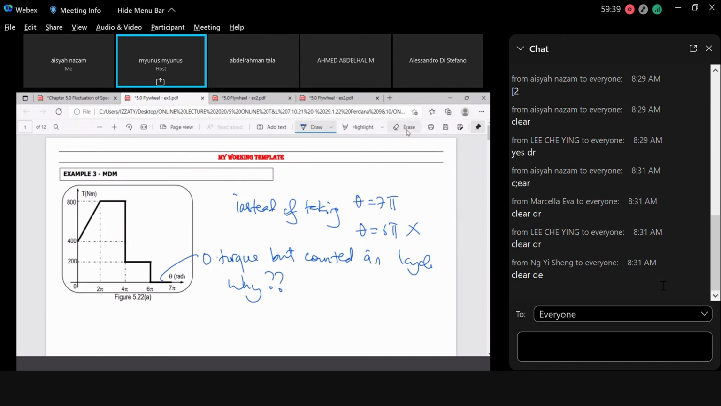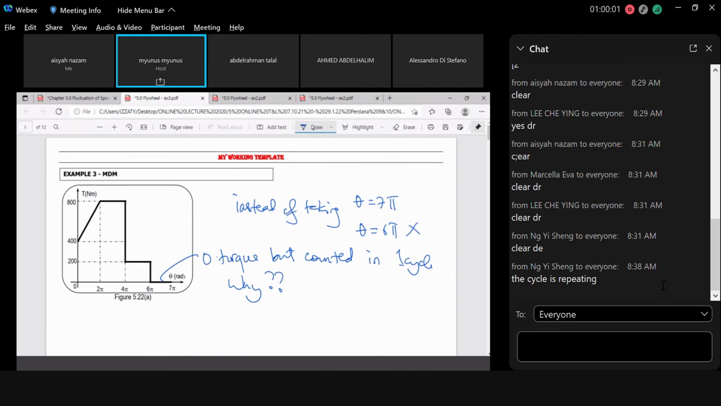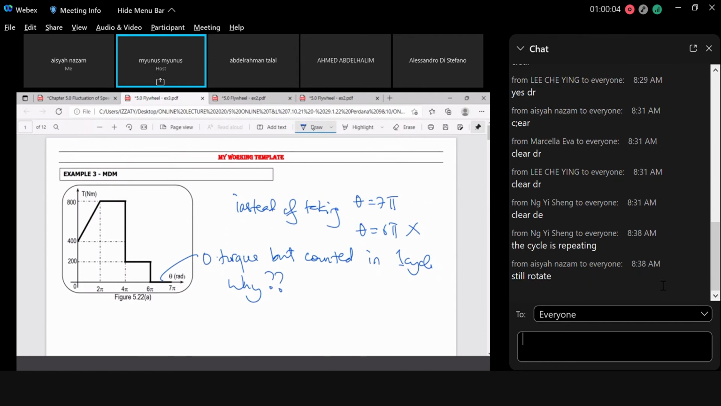So I'm going to ask this one. If anyone answers or responds, I will explain to you. Otherwise, I will just leave it at that, and it becomes your attention to look at why this one is zero but counted as one cycle. So anyone? You don't want to respond, so I will leave it there. So you check on your own. Yeah, why? The cycle is repeating. No, still rotating. Yes, Aisha can still. Aisha's question is can consider. Anyone? I can't read because the pop out thing that you write is very fast, so I can't read all. So anyone can speak up.